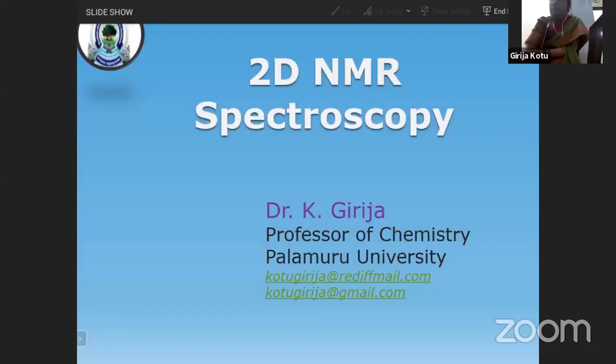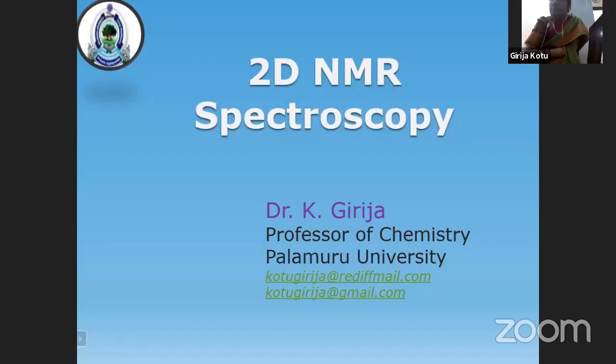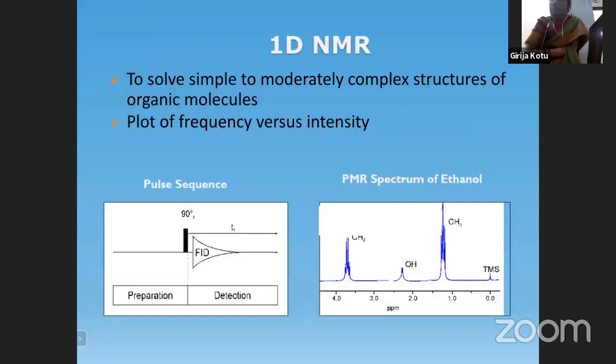So I'll talk about the 2D NMR techniques. So before I talk about the 2D NMR techniques, what exactly is a 1D NMR, and then what are the differences between 1D and 2D, and then what is the need for us to talk about the 2D NMR techniques, and what are the different kinds of 2D NMR, and how they are useful in knowing the structures of organic molecules. Especially, my emphasis will be on the structures of organic molecules.